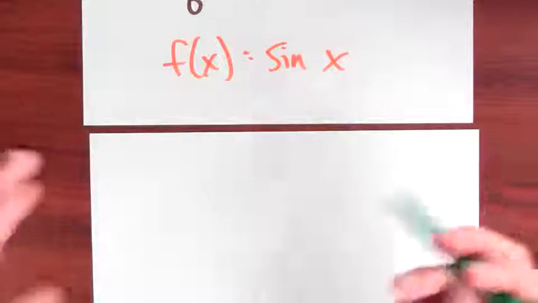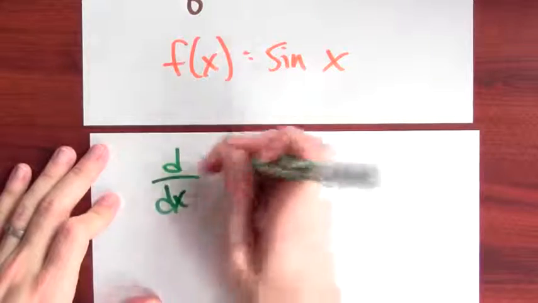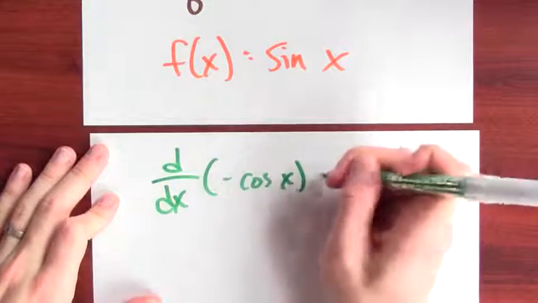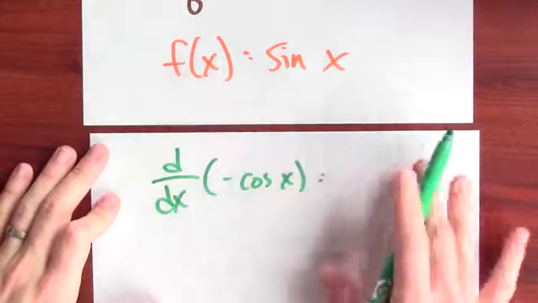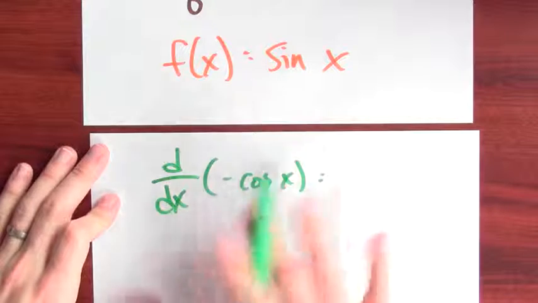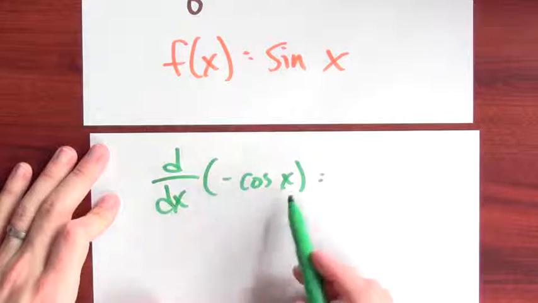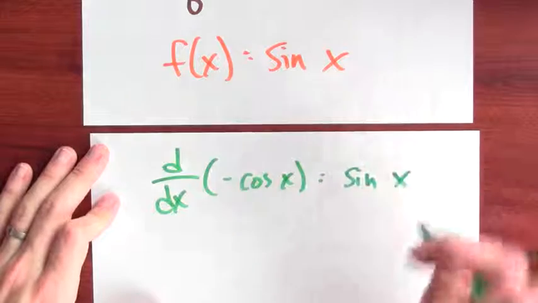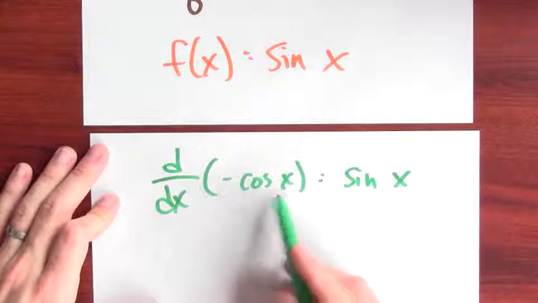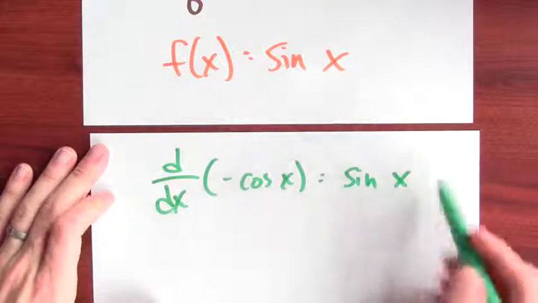I know one already, right? The derivative of minus cosine of x. So what's the derivative of cosine? It's minus sine, and I've got a minus sign there. It's a little joke. All right, the derivative of minus cosine of x is sine of x. So minus cosine of x is an antiderivative for sine of x.